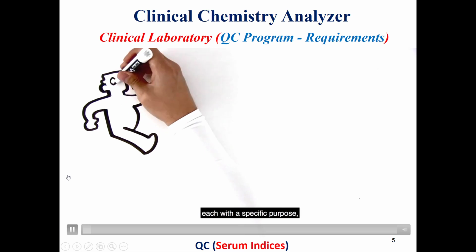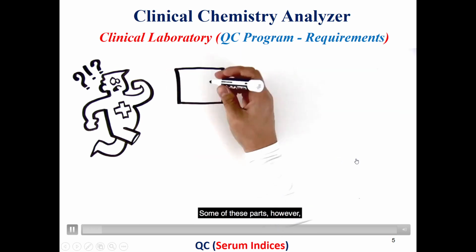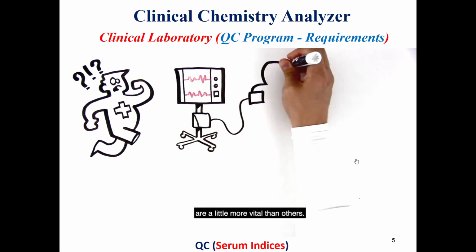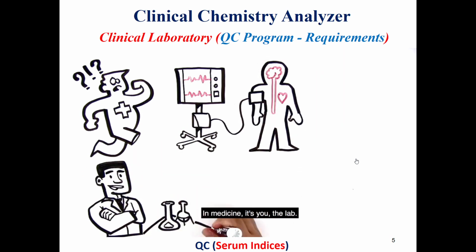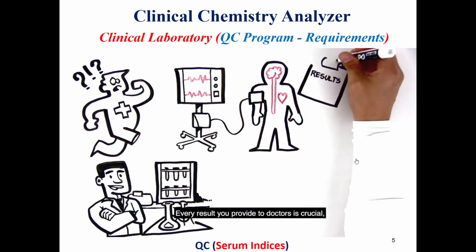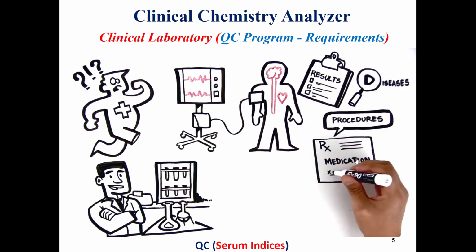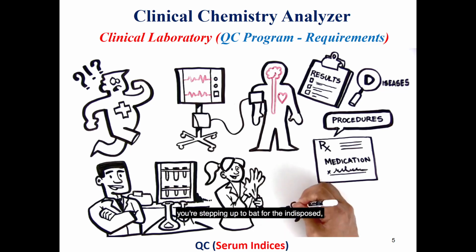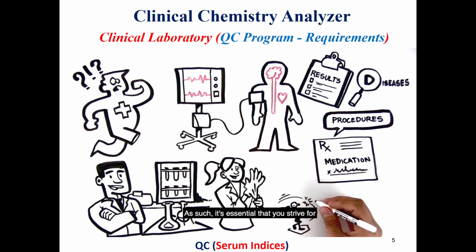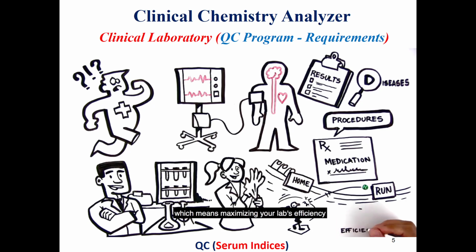Healthcare is a lot like the human body. There are a lot of moving parts, each with a specific purpose, and without any one of them, the whole machine would come to a grinding halt. Some of these parts, however, are a little more vital than others. In humans, it's the brain, the spinal cord, the heart. In medicine, it's you, the lab. Every result you provide to doctors is crucial because it may help to diagnose diseases, recommend procedures, and prescribe medication. That means every time you step into the lab and put on your gloves, you're stepping up to bat for the indisposed, the hurt, and the ailing. As such, it's essential that you strive for the best possible results day in and day out, which means maximizing your lab's efficiency with pre-analytical interference monitoring.